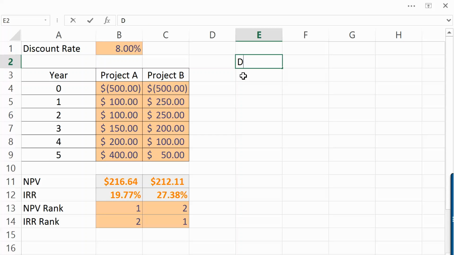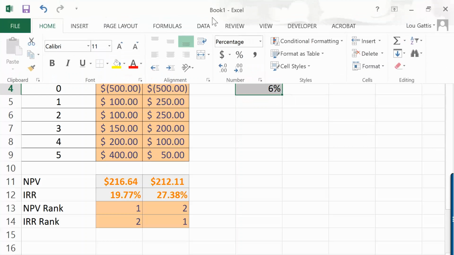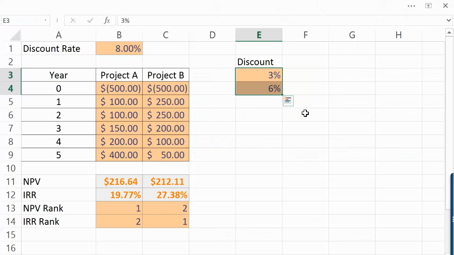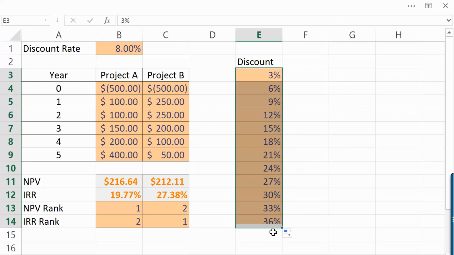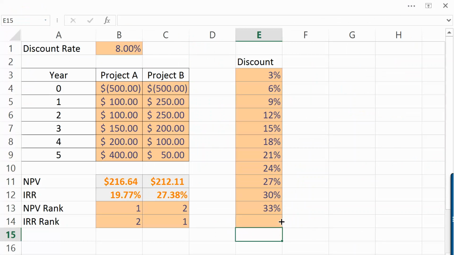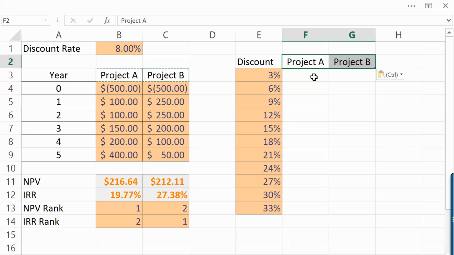Let's say the discount rate wasn't 8%, but it was, say, 3% or 6%. So what I could do, I'm going to make that an input. I can look at a bunch of different discount rates, say 3% to 33%, and calculate the NPVs of project A and project B.